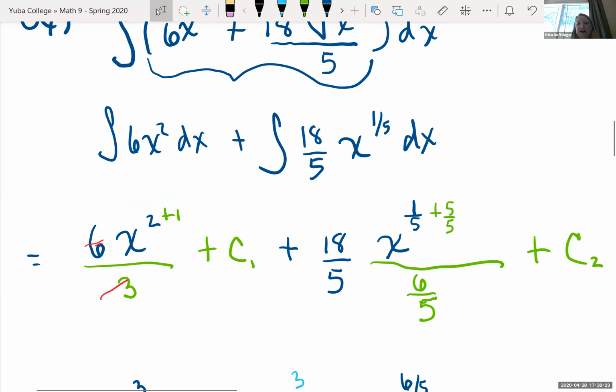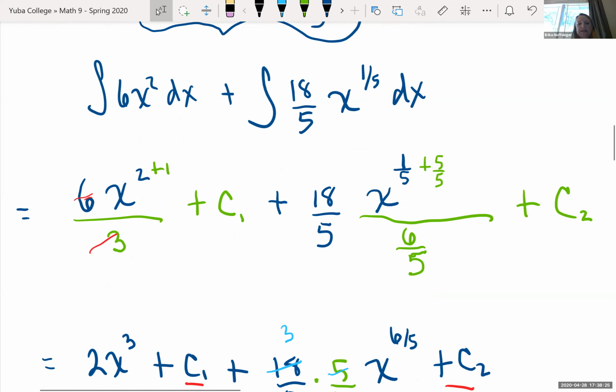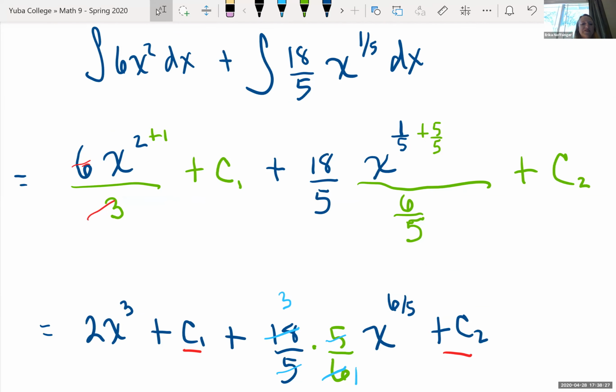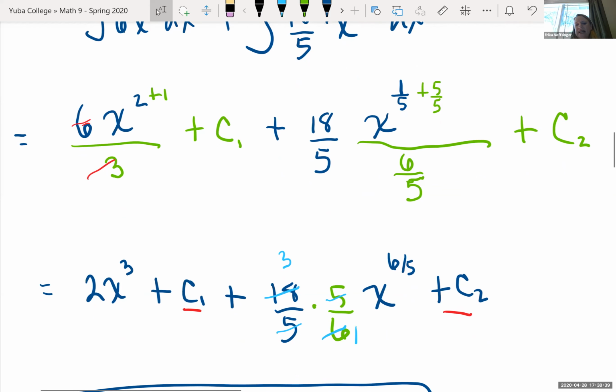So we can simplify and clean this up. 3 goes into 6 twice. And so we have 2x cubed plus some constant, we called it c sub 1. Divide by a fraction, we're going to invert and multiply by it. So we have 18/5 times 5/6, x to the 6/5. And things can simplify there. 6 goes into itself once and 18 3 times, and the 5s cancel. Plus another constant c sub 2.